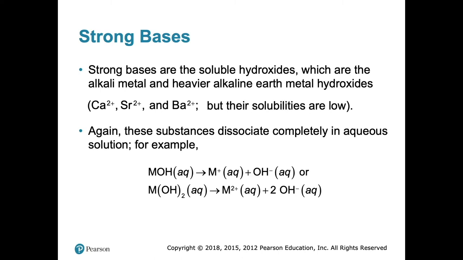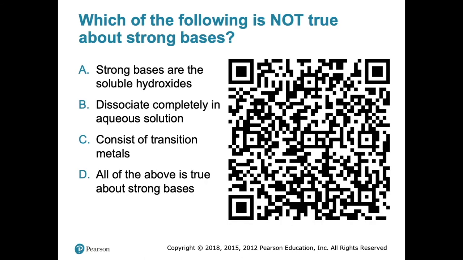Let's see here. Strong bases are soluble hydroxides. Let me make sure I got this all written down or told you. So this is your next question. Which of the following is not true about strong bases? Strong bases are soluble hydroxides. They dissociate completely in aqueous solution. They consist of a transition metal. Or all the above is true about strong bases.